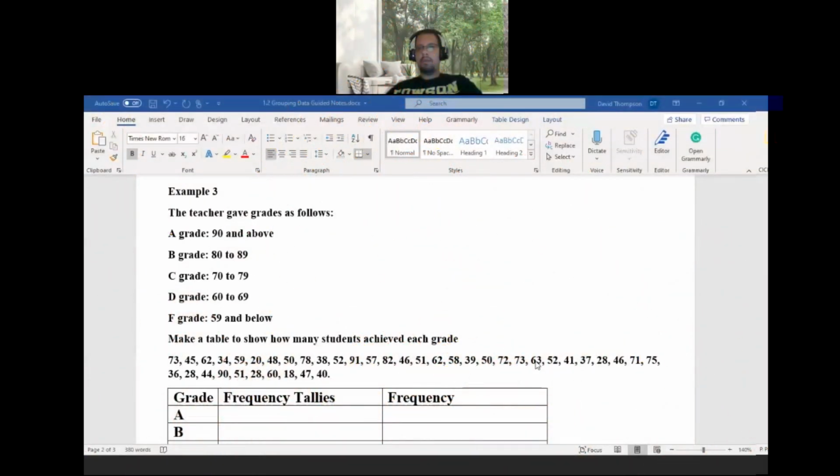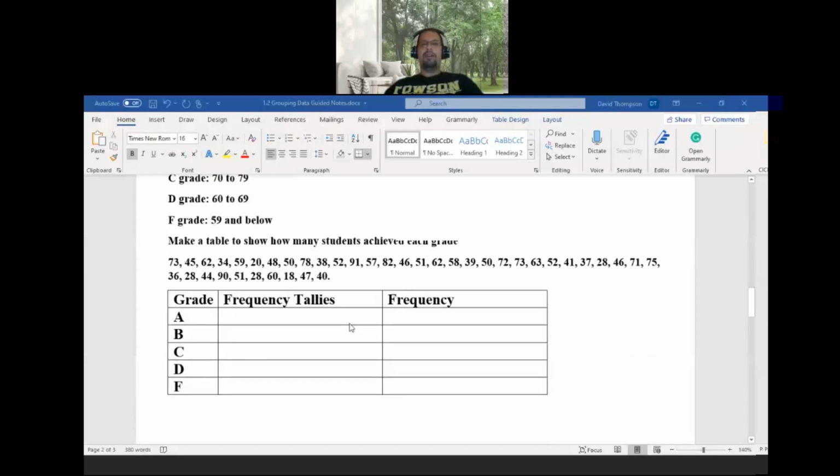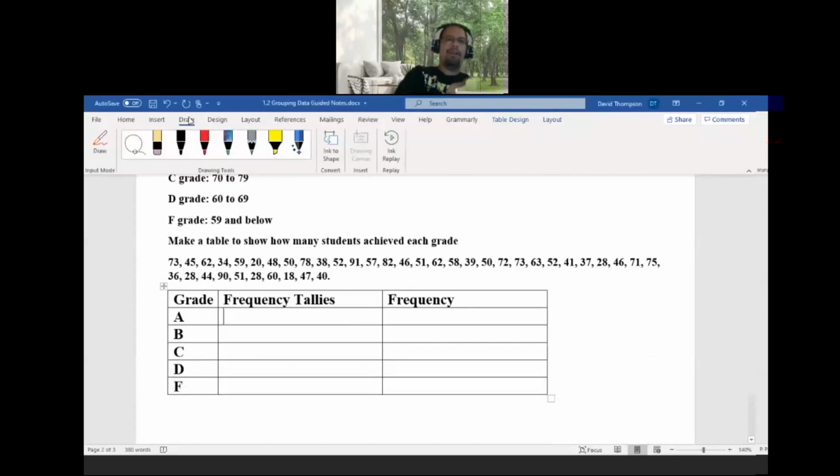The teacher gave grades as follows. A grade was 90 and above. A B grade was 80 to 89. A C grade was 70 to 79. A D grade was 60 to 69, and an F grade was 59 and below. Make a table to show how many students achieved each grade. So we're going to use the table which we already have made, splitting each grade to A, B, C, D, and F, and we're going to tally each grade and then total the frequency.